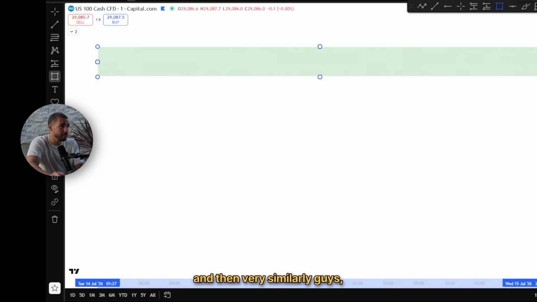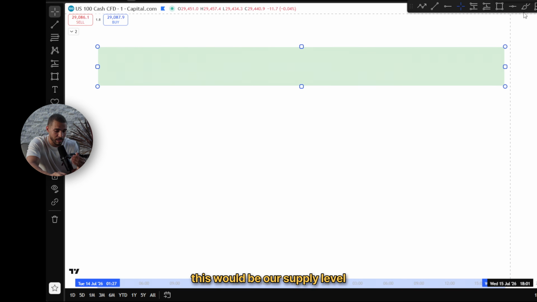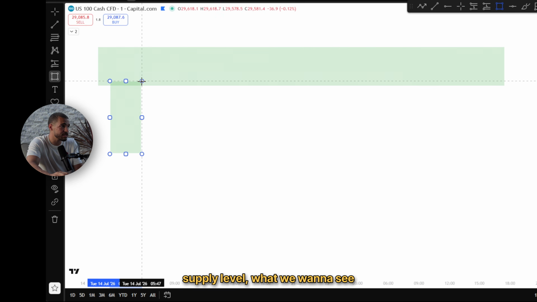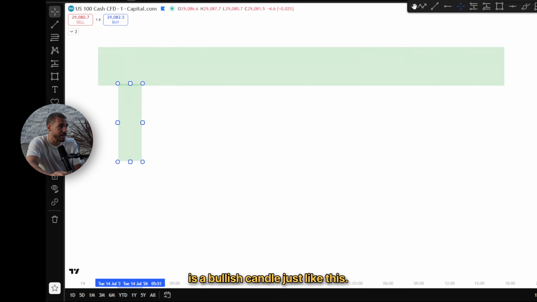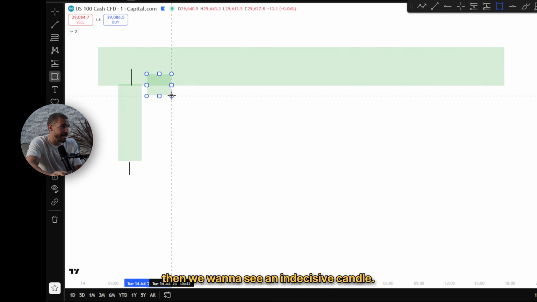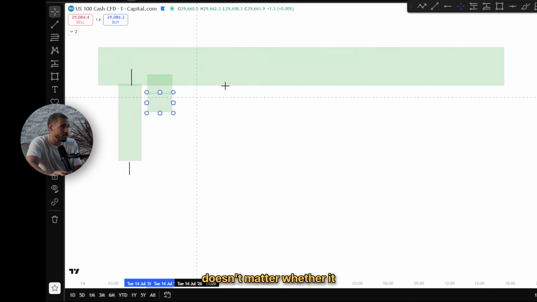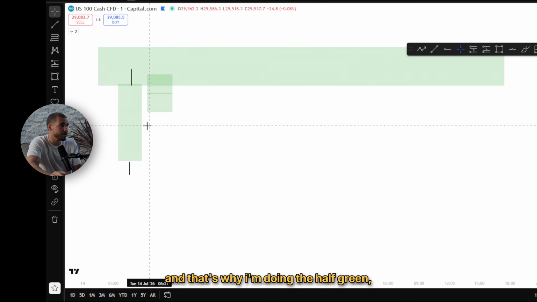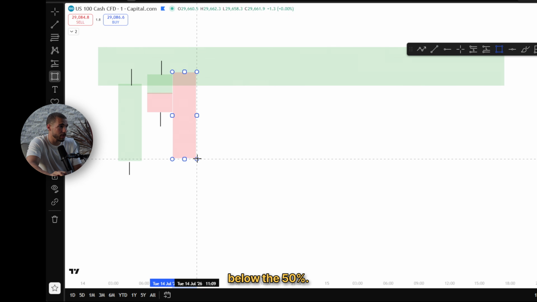And then very similarly, guys, this would be our supply level right here, right? And leading into this supply level, what we want to see is a bullish candle, just like this. Then we want to see an indecisive candle. Doesn't matter whether it prints bullish or bearish. And that's why I'm doing the half green, half red for you guys. And then we want to see a bearish candle print below the 50%.